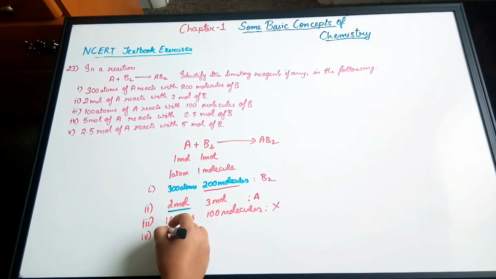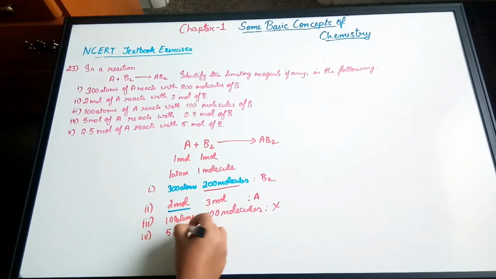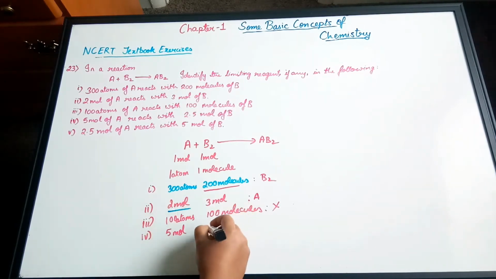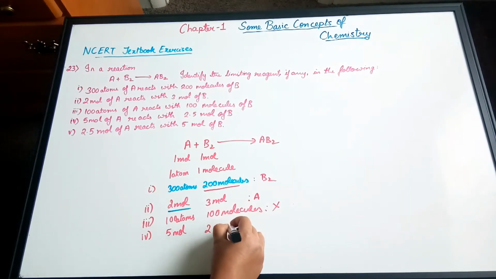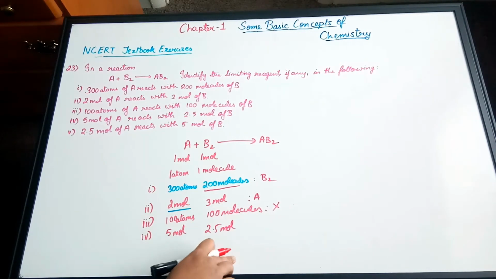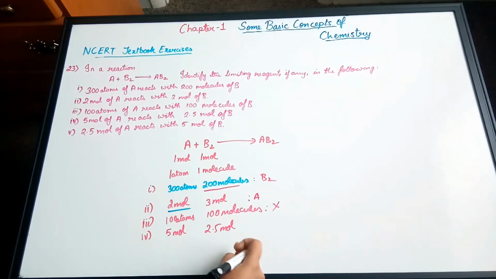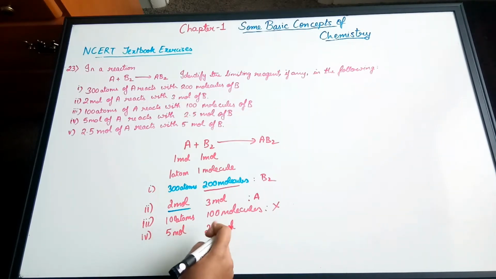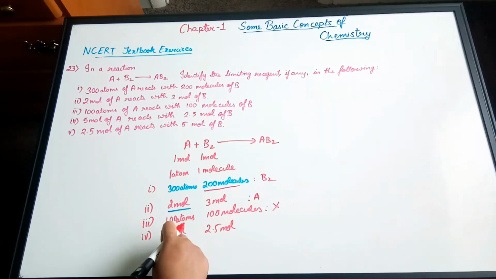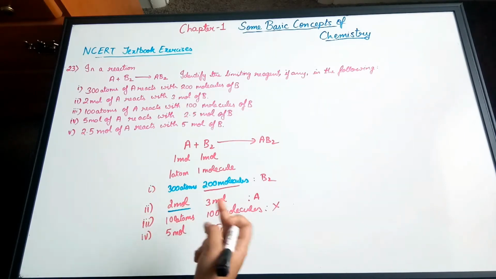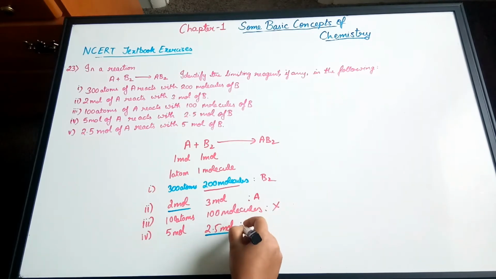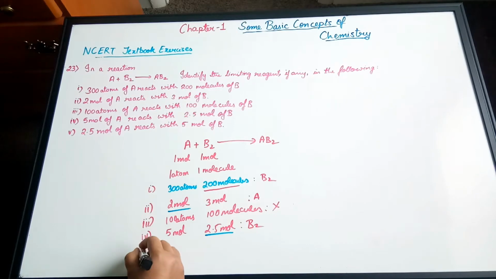That's the fourth one. You have 5 moles of A reacting with 2.5 moles of B2. So here it is not a 1:1 ratio. This is basically a 2:1 ratio. So whichever is in excess is going to remain extra, and whichever is less becomes our limiting reagent. So 2.5 moles is the limiting reagent. So B2 is the limiting reagent.